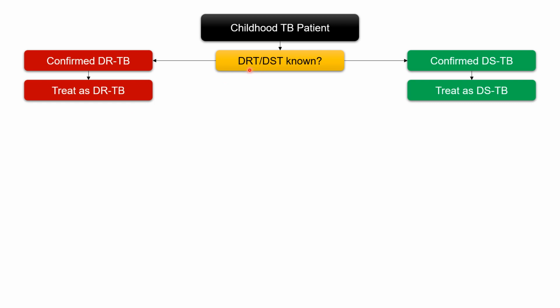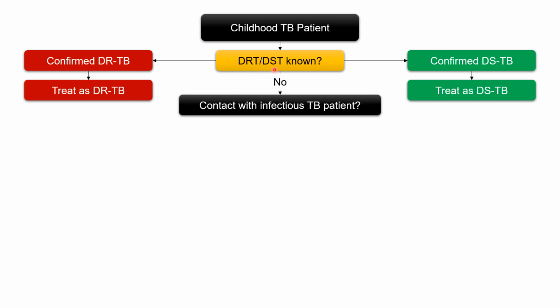But suppose the drug resistance or drug sensitivity status of the patient is not known. In that case, what we have to do? In that case, we have to rely upon the contact of that patient. We have to first see whether there is contact with an infectious TB patient or not. Because if the contact history is present, we can trace the source and ask whether that source is a case of drug-resistant tuberculosis.